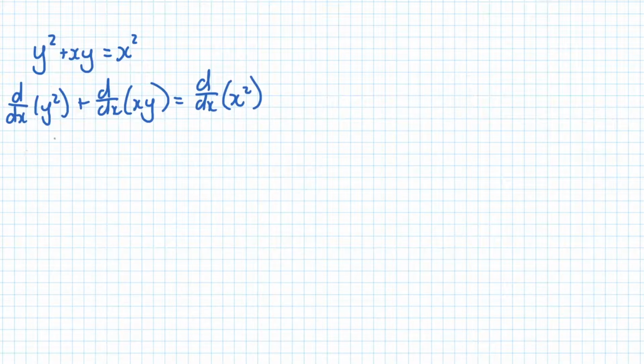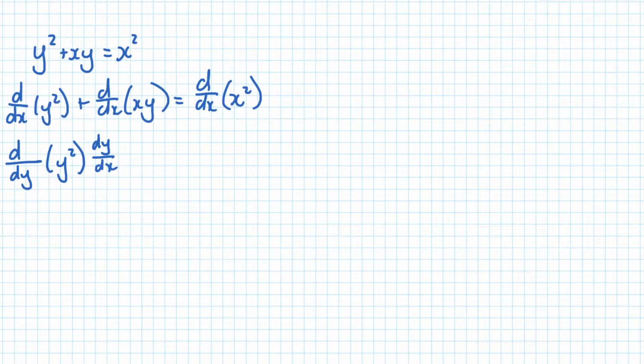So that's what that looks like there. We're deriving each term with respect to x. Alright, so let's just look at this first term here. The derivative of y squared with respect to x, we can't do it. So again, let's use the chain rule. So d by dy of y squared times dy by dx. So that's that first term taken care of.